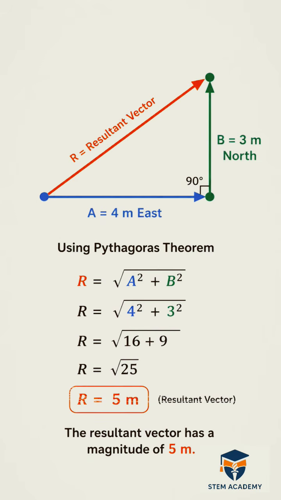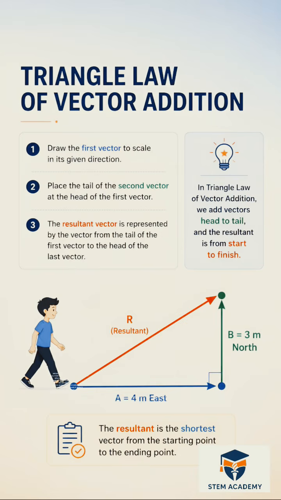This method is called the triangle law of vector addition. In this law, we draw the first vector in its given direction, place the tail of the second vector at the head of the first vector, and the vector joining the initial point to the final point becomes the resultant vector. In other words, vectors are added head to tail, and the resultant is drawn from start to finish.